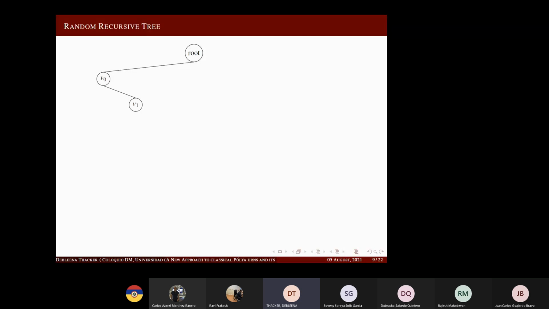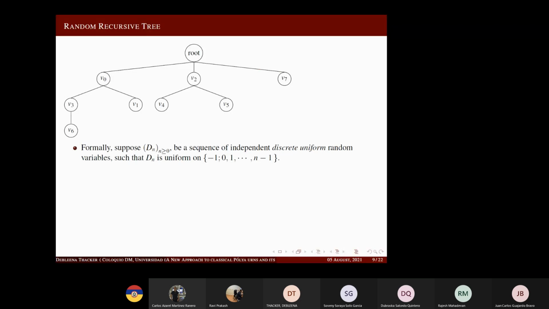And let's say we have V2, which comes and chooses one of these available three vertices uniformly at random. In our case, V2 has decided to attach itself to the root, and so on. So the tree is evolving like that, right? So this is one particular realization of what we call the random recursive tree.